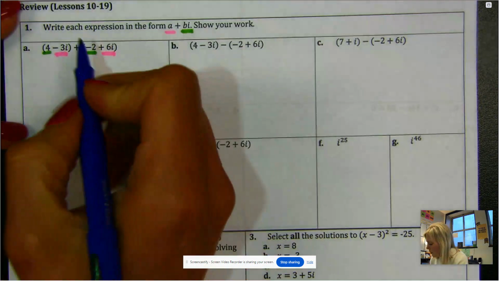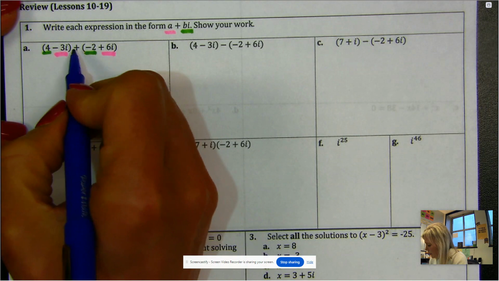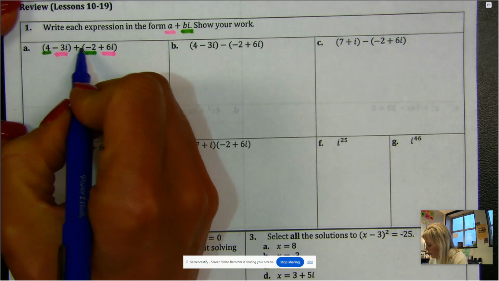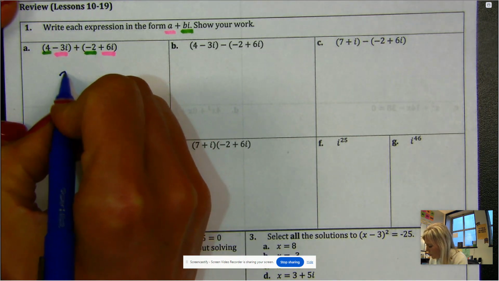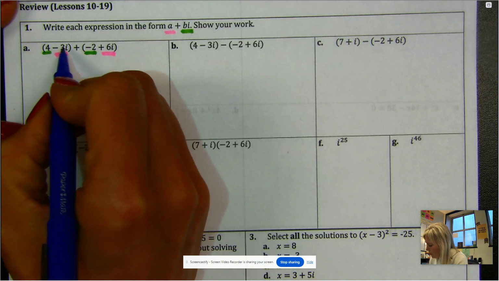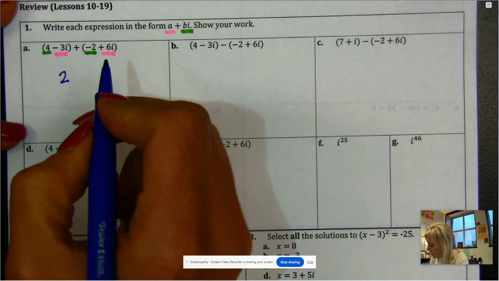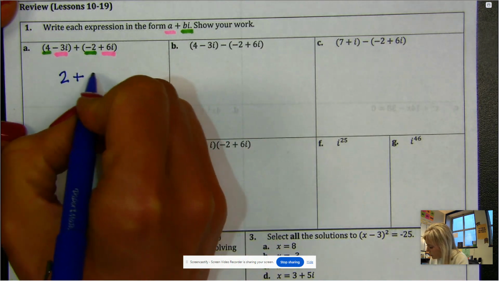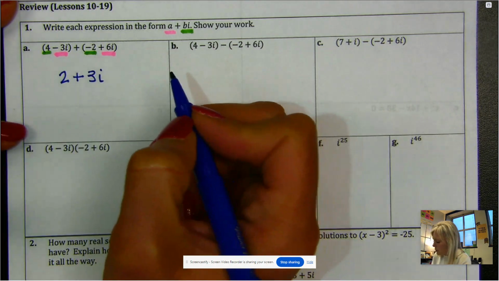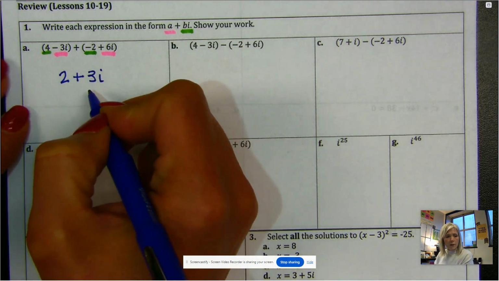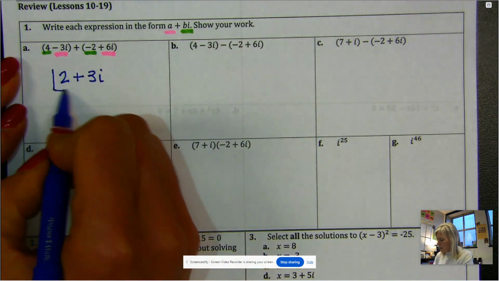So we're actually going to be adding negative 2. So 4 plus negative 2 is 2. And then negative 3i plus 6i, that's going to be positive 3i because negative 3 plus 6 is 3. So that's A.